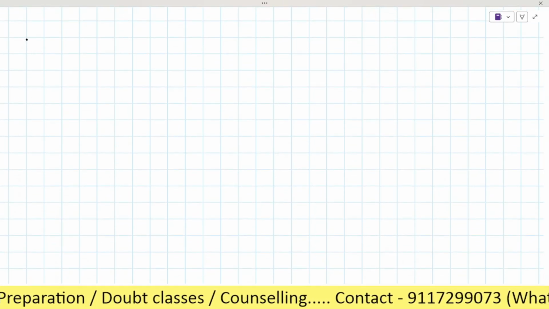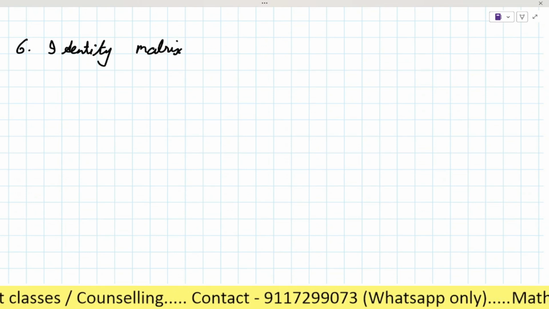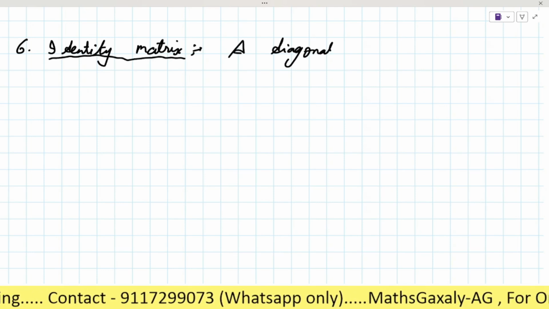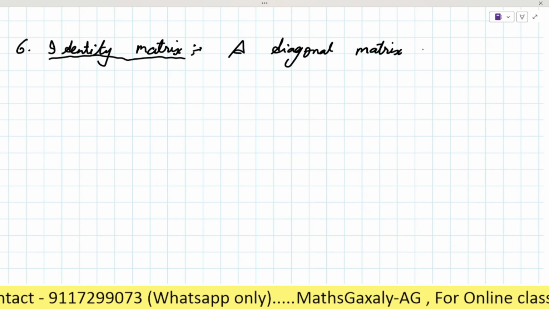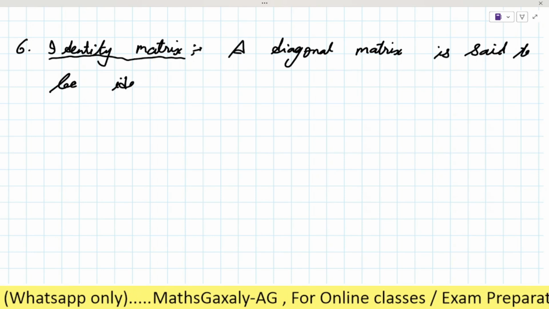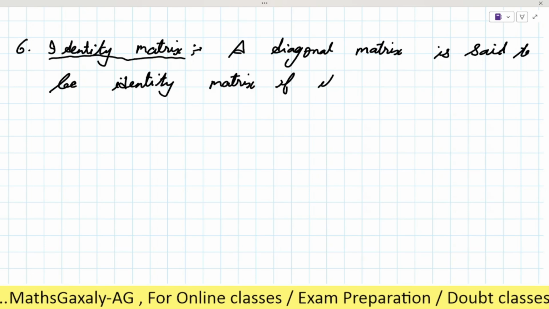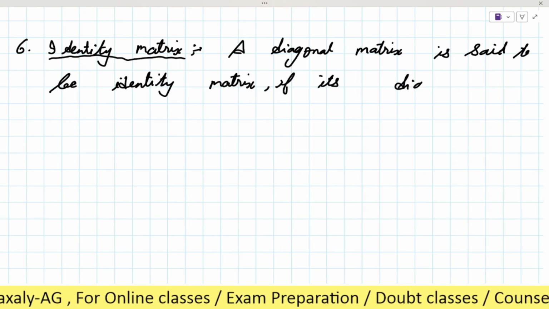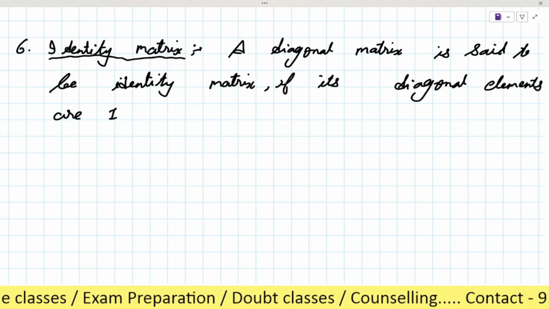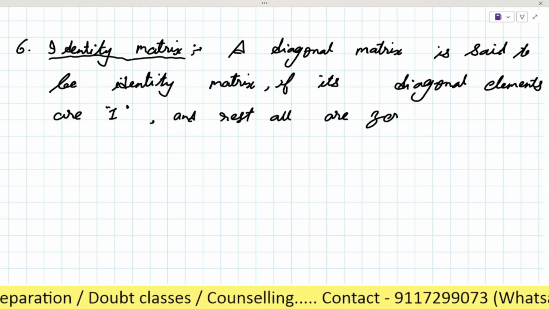Now let's see the identity matrix. A diagonal matrix is said to be an identity matrix if its diagonal elements are 1, and the rest are all 0.